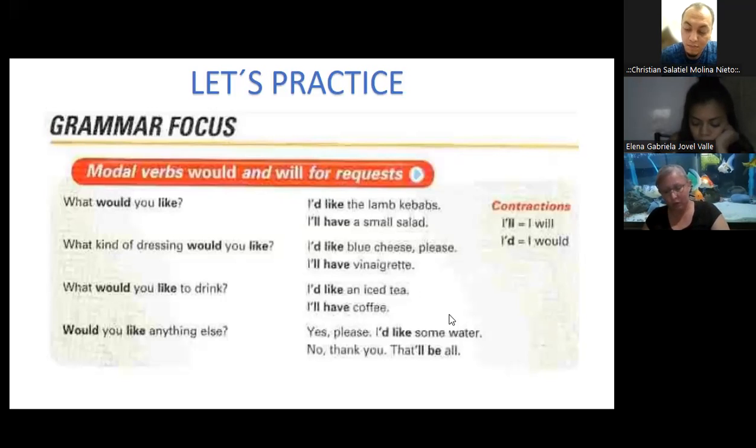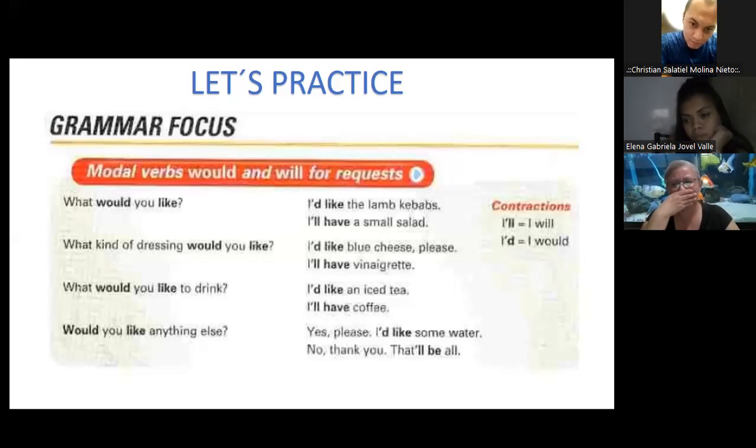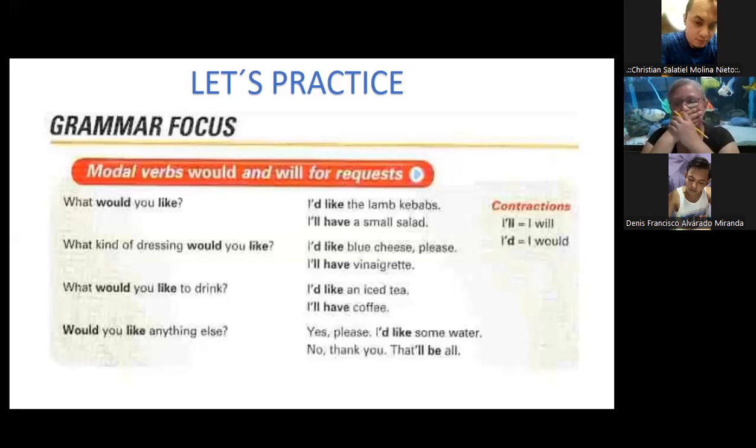Using. And also, it's very formal to request, would you like anything else? ¿Te gustaría algo más? Would you like anything else? Would you like to drink? What kind of dressing would you like? En este caso, cuando te dicen what kind of dressing would you like, como qué clase de aderezo o qué clase de salsa te gustaría, entonces dice, oh, I like blue cheese, or please, or I have vinaigrette. Entonces, ese dressing para nosotros es como un aderezo, es algo que le va a llegar a usted a la comida.